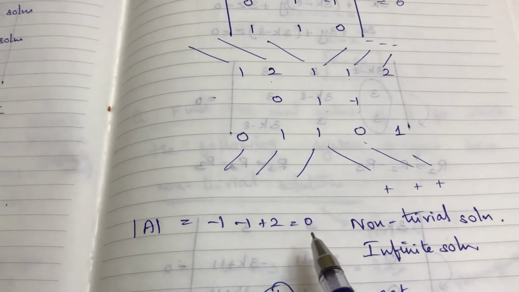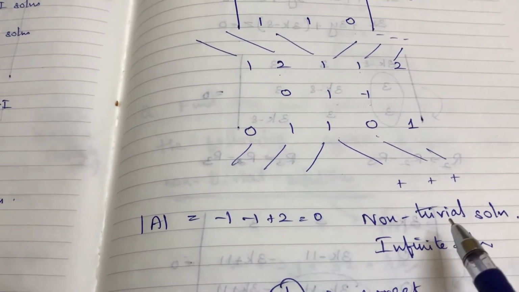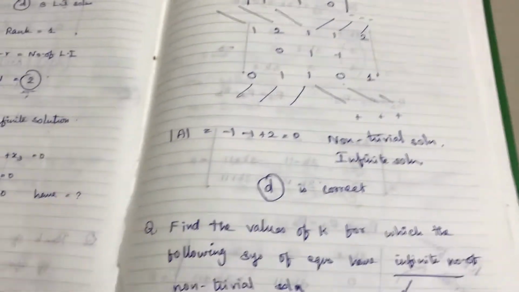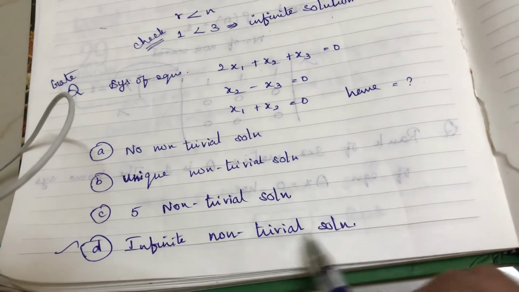The determinant value is 0. If the determinant is equal to 0, it means it is an infinite and non-trivial solution. Okay? Yes. So option D is correct. Infinite and non-trivial solution.